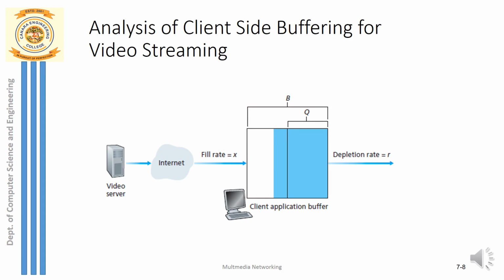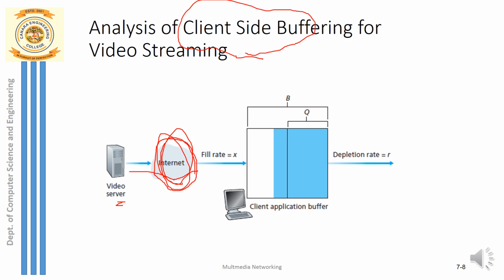We can now analyze a little more on client side buffering, the buffering that takes place at the client side. Here we have the server, which is compressing the video file and sending it over the internet, and the congestion is happening here in the network. Let's now concentrate on the sending rate and the receiving rate.